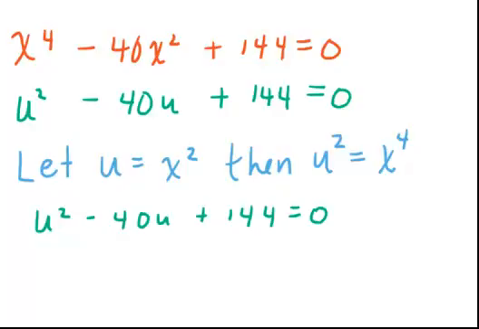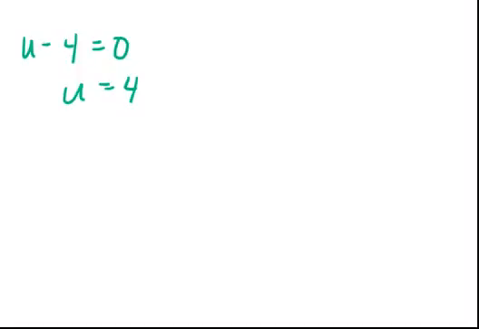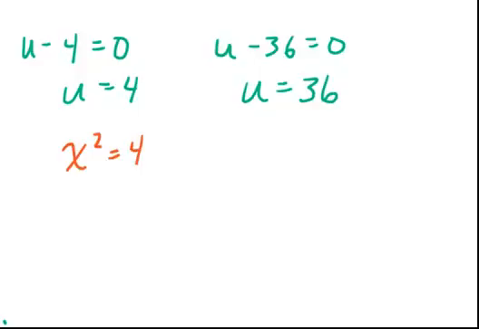And now we'll factor that. U minus 4, u minus 36. We'll solve. U minus 4 equals 0, so u is 4, or u is 36, right? Okay? And now that we've done that, of course, that's what u is equal to. We're solving for x. So now we go back and substitute again. We put our x squared back in for u. X squared equals 4. X squared equals 36.